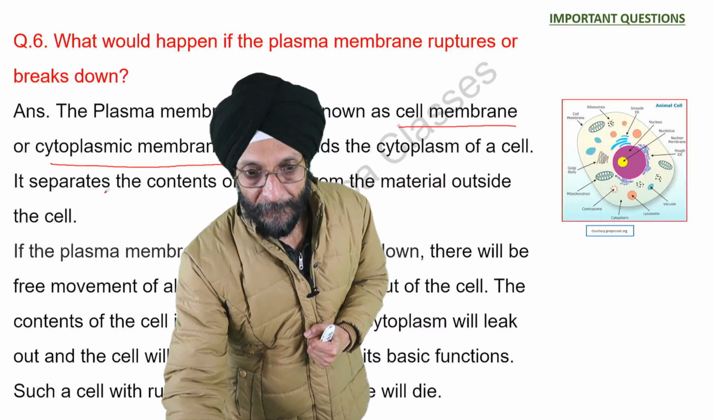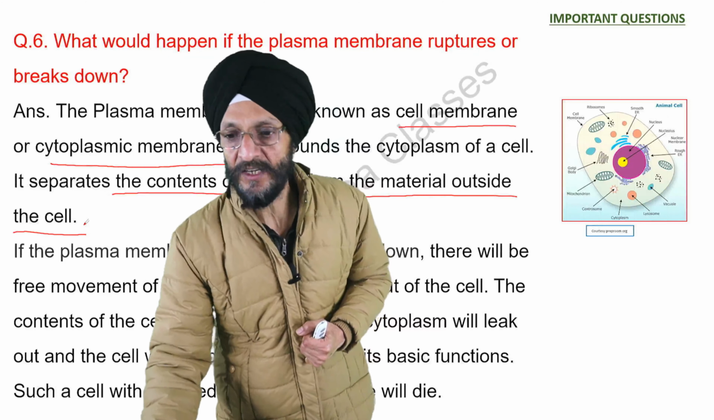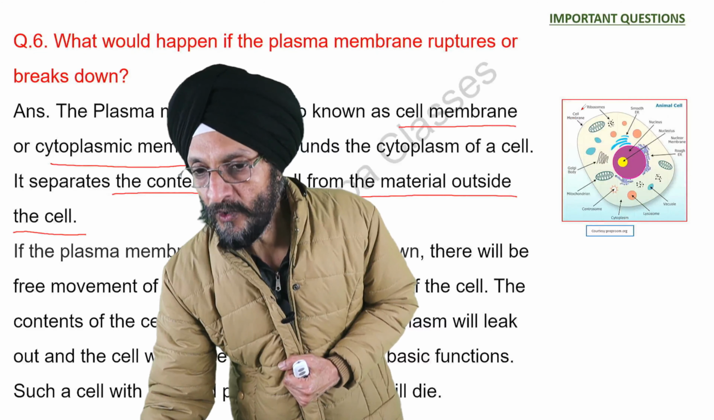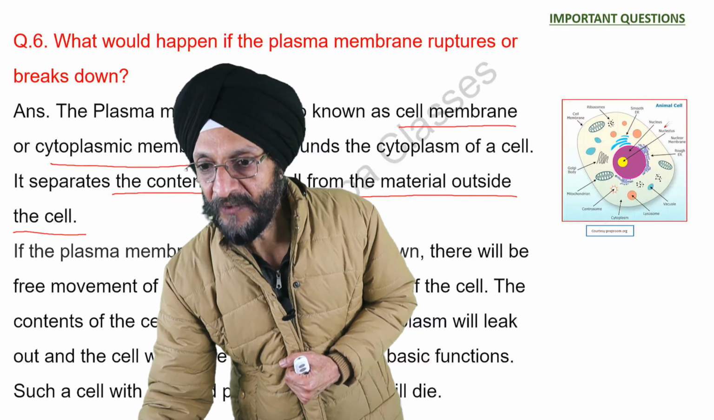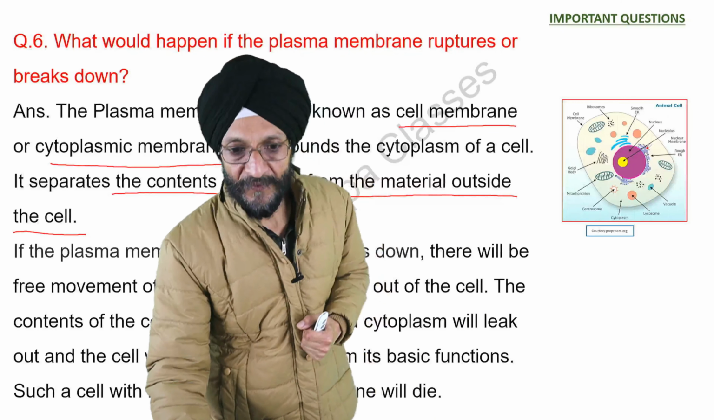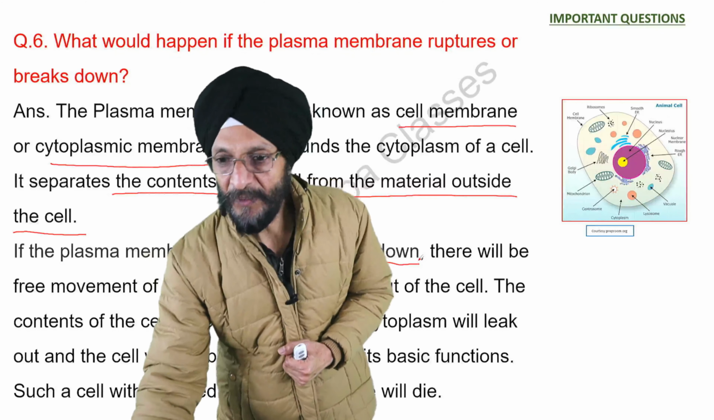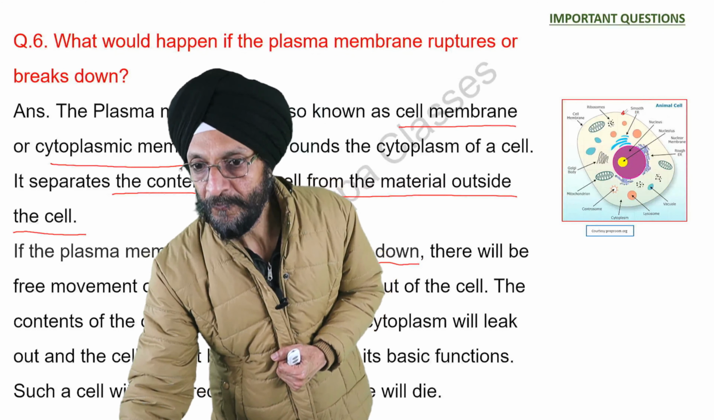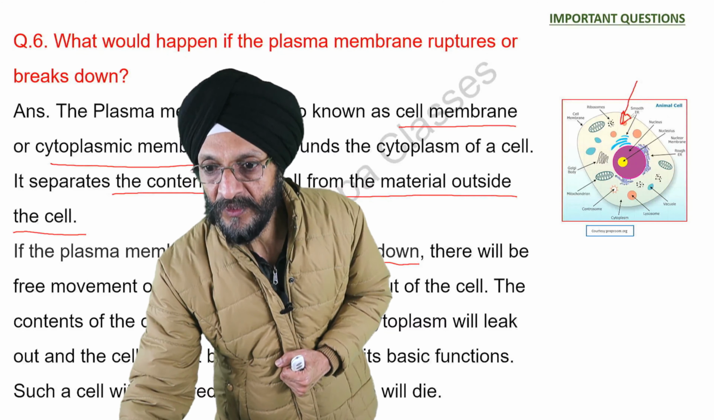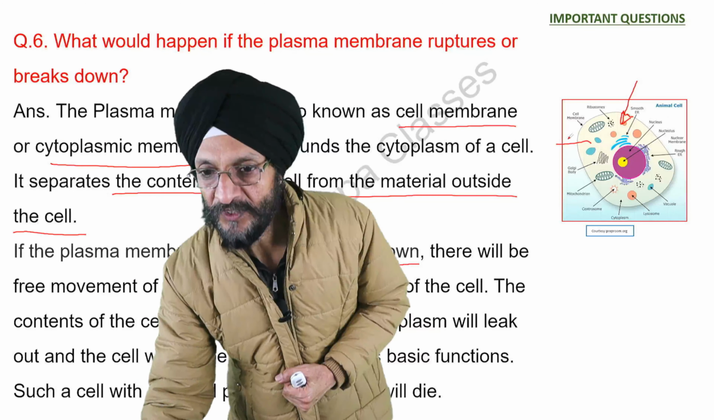The plasma membrane separates the contents of the cell from the material outside the cell. This is the covering which keeps the outer material separate from the inside. If the plasma membrane ruptures or breaks down, there will be free movement. Suppose it breaks down, then there will be free movement of various substances in and out of the cell.